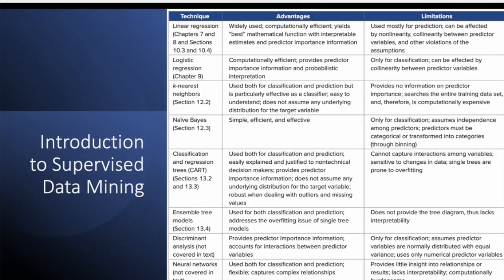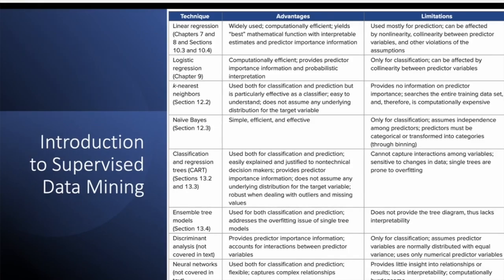It's not hard to interpret the coefficients. We can find the probability, but the problem is that it's just for classification, and it can also be impacted or affected by the multicollinearity among the predictor variables.